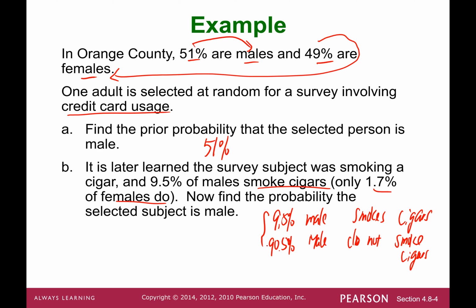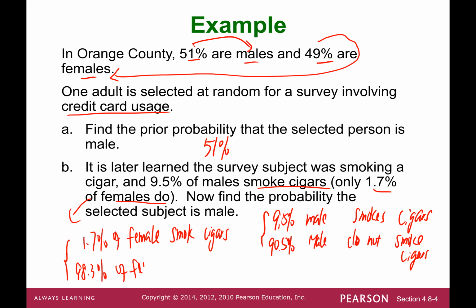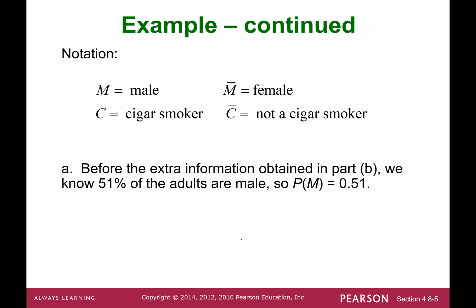And also for the female counterpart, 1.7% of females smoke cigars, and then the remaining percentage will be 98.3% of females do not smoke cigars. So that's a breakdown based on the additional information. That's how we break this down.